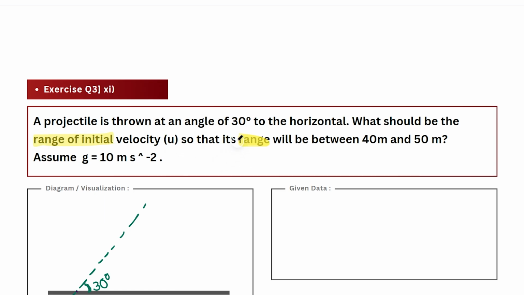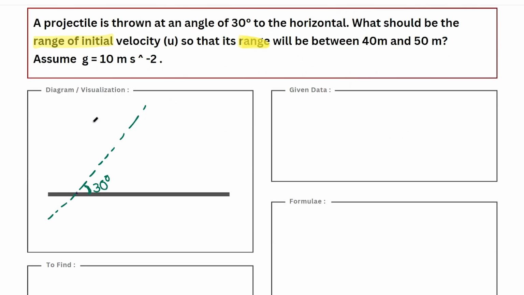But in the second context, range means the horizontal distance for a projectile. So in a projectile, range means the horizontal distance traveled by my projectile. So these are the two differences between the meaning of range that one needs to be clear of before solving this question. Okay, now let's quickly move on to our question.